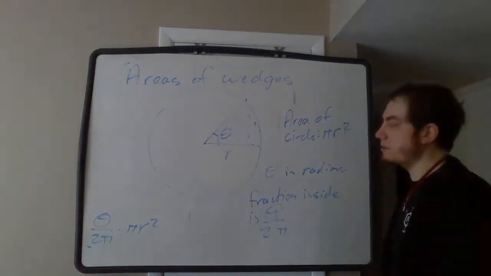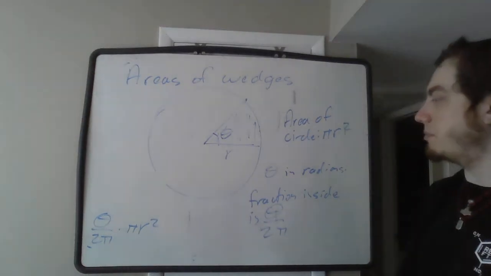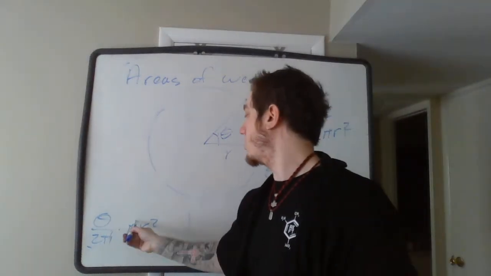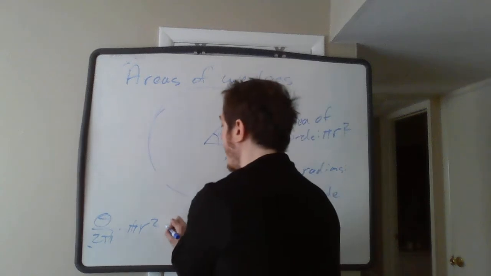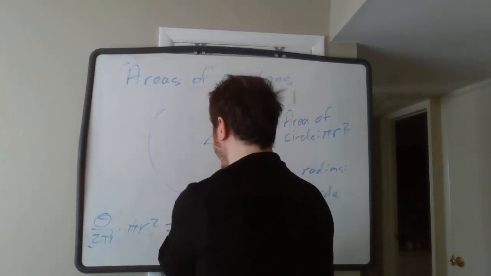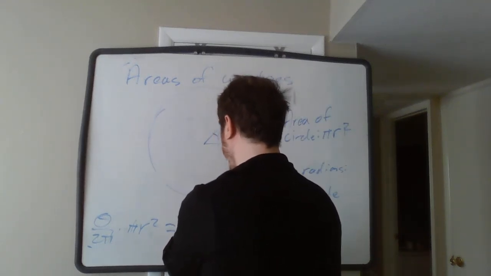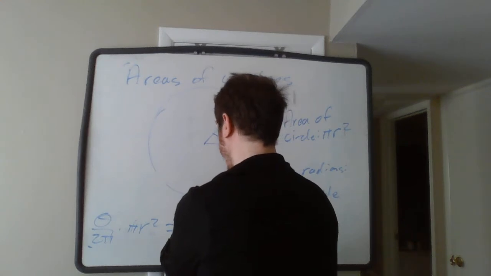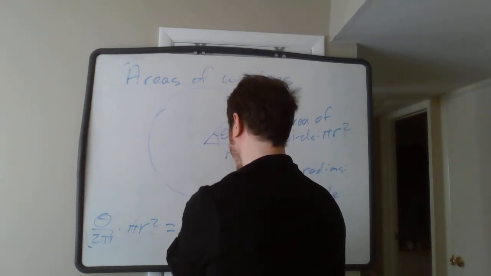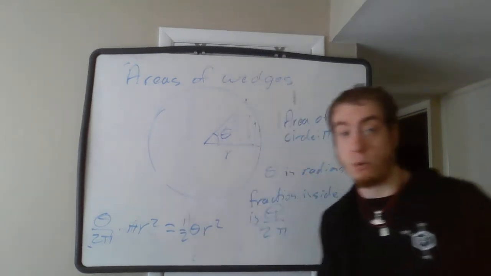And you notice here that we can actually simplify this a little bit because the pi's are going to cancel. And so the area of a wedge is going to be 1/2 theta times r squared.